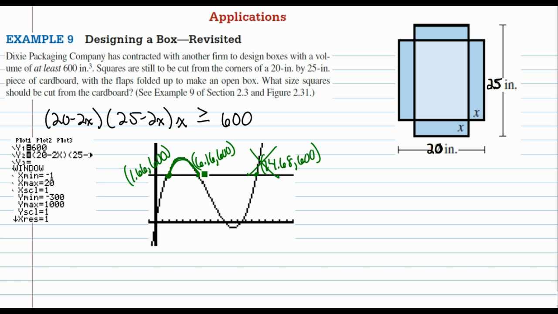But any of these x values, from 1.66 all the way up to 6.16, if I cut a square corner out of this piece of cardboard that is any one of those x values wide, I will be able to create a box whose volume is at least 600 or greater. At the endpoints it will be exactly 600, but anywhere in between, greater than 600.